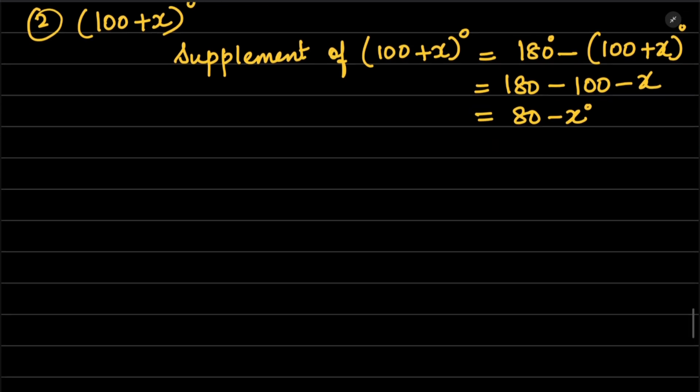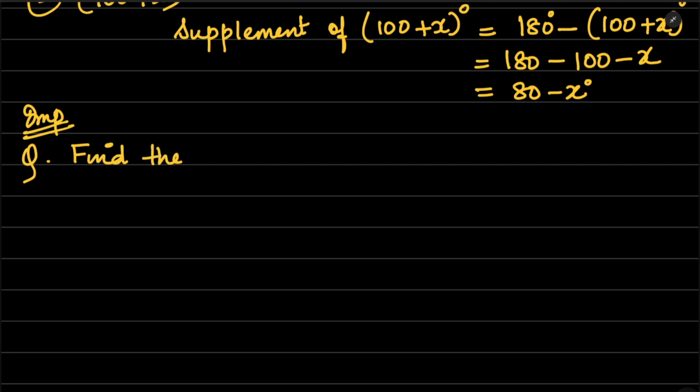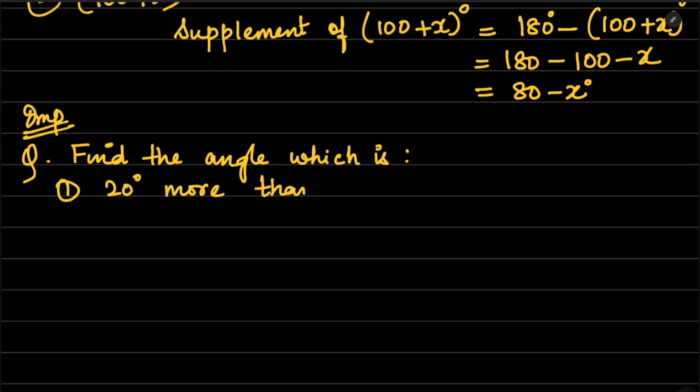Now there are certain questions which can be a little tricky. Let us do that, and these questions are important. Let's see a few more important questions. The first question is: find the angle which is 20 degree more than its complement.